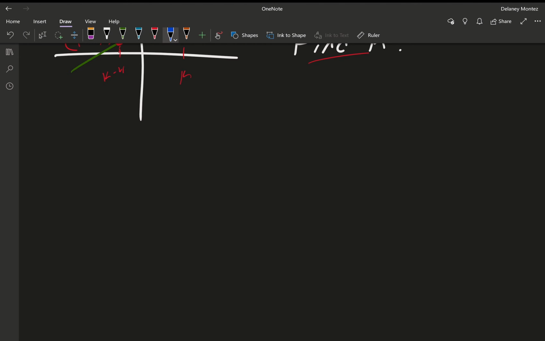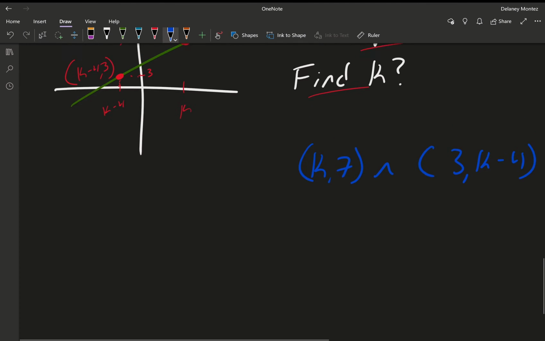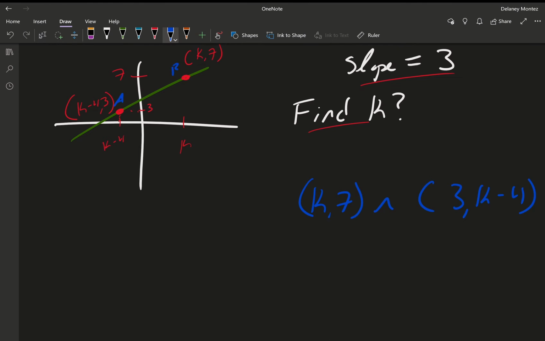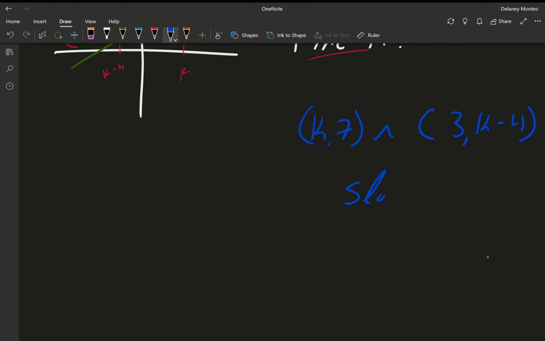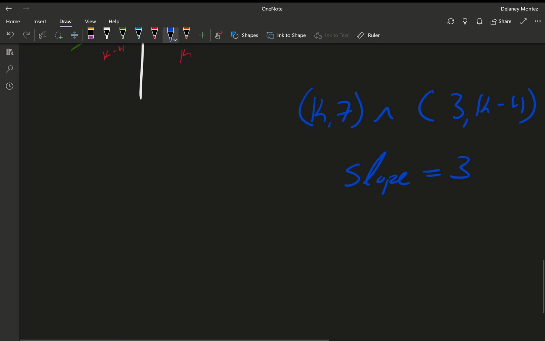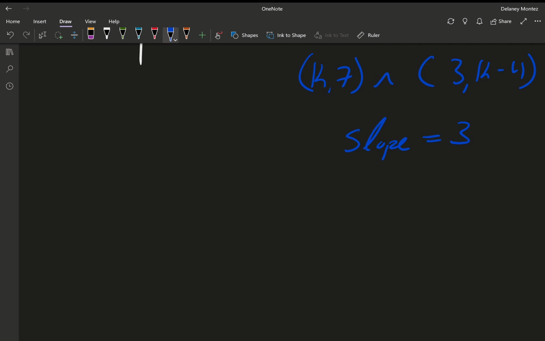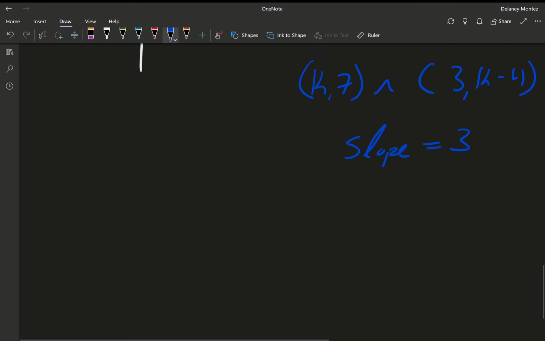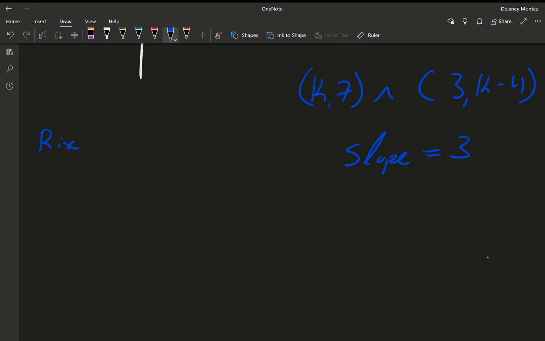So let's look at what the question is asking, right? It tells you that the line goes through these 2 points, k, 7 and 3, k minus 4, right? So these are 2 points on the line, right? So it could be like these 2 points here, A, B, right? And you have the slope equals 3. Well, what is slope, right? If we think about what slope is, it's simply rise over run, right? And rise over run is the same thing as doing y2 minus y1 over x2 minus x1 for any 2 points that lie on the line.